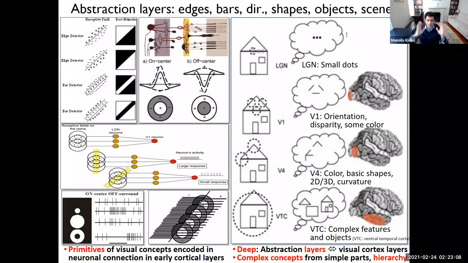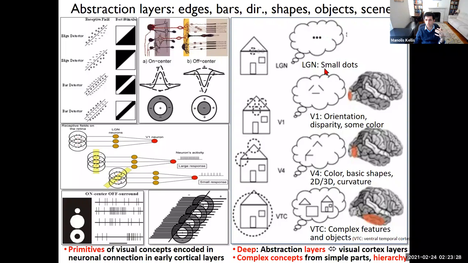So when a neuron detects a mouse, it won't scream, "mouse." It will say, "mouse, mouse, mouse, mouse, mouse," and then you'll stop. So they're frequency coded rather than amplitude coded. These are the primitives of the visual concepts which can be encoded in the neural connections.